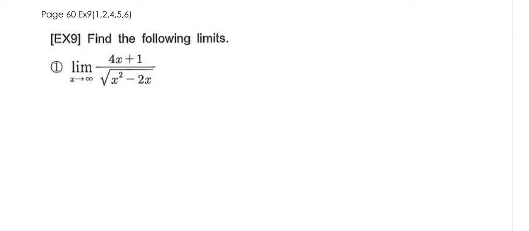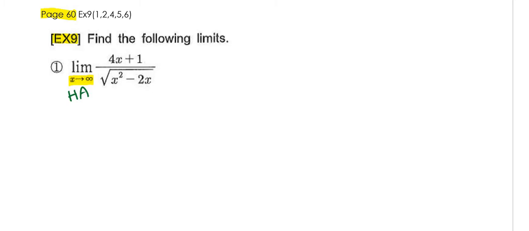Let's continue on with the video homework guide for limits. We're now moving on to page 60, and on page 60 we will start with example number 9. And we have more limit questions where x is going to infinity. So if x is going to infinity, these are probably looking like horizontal asymptote questions graphically.